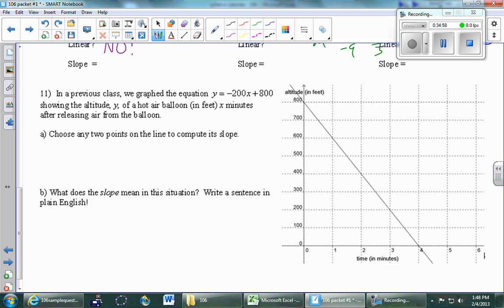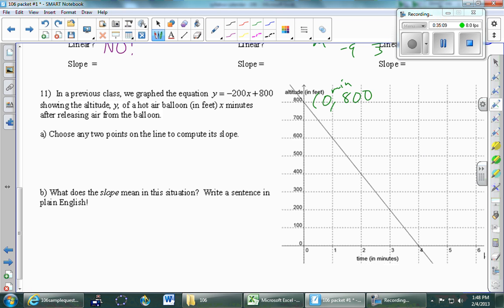800. What does that mean? Yeah, it starts, that's the zero part. Let's see, 0 minutes into this experiment, the balloon is 800 feet off the ground. So it starts 800 feet and then it starts to fall.